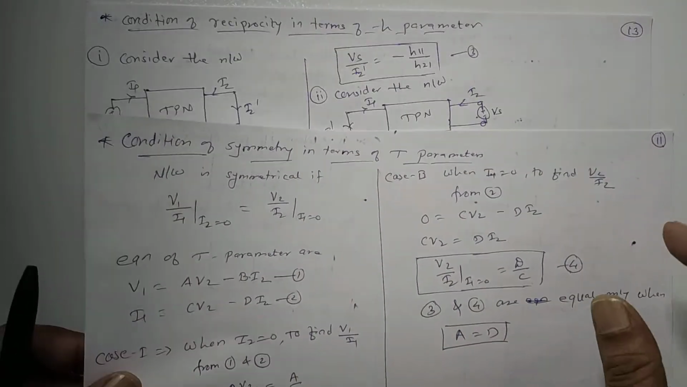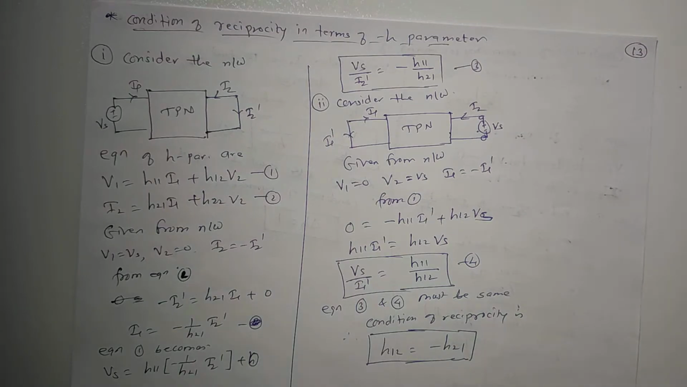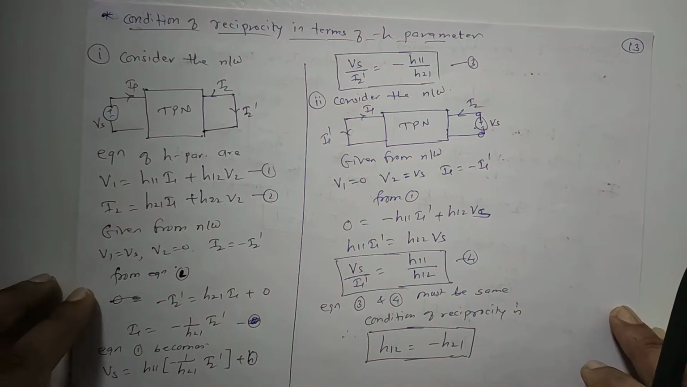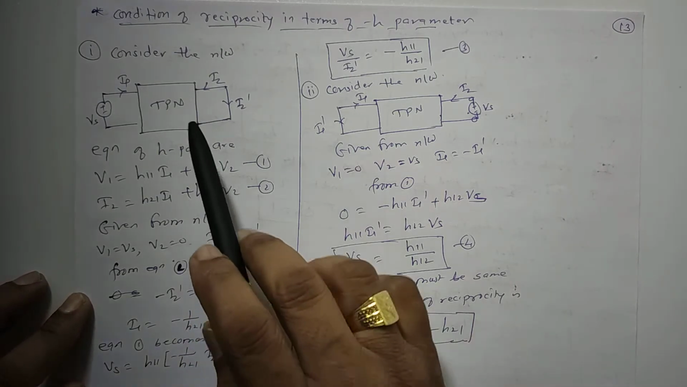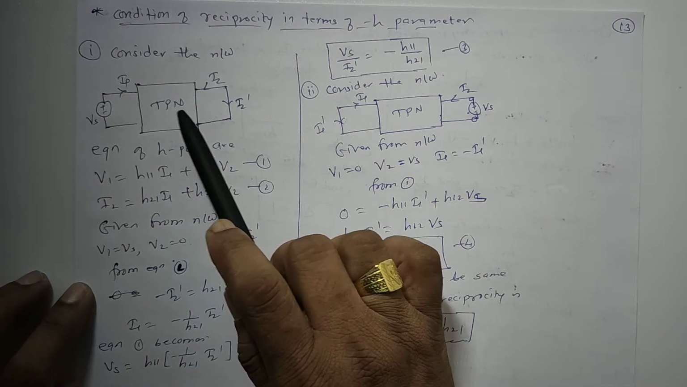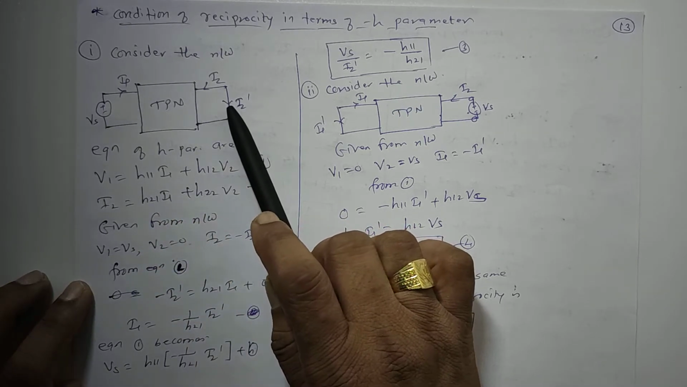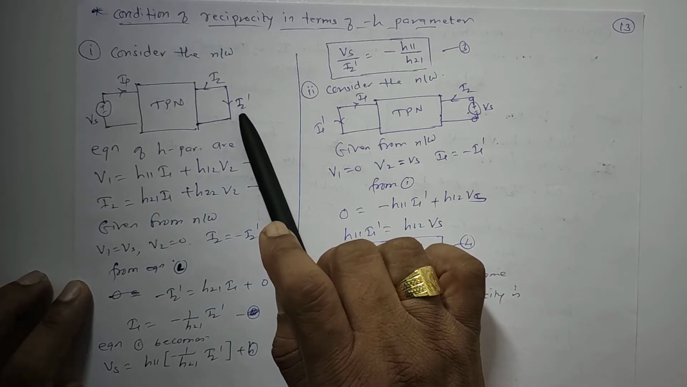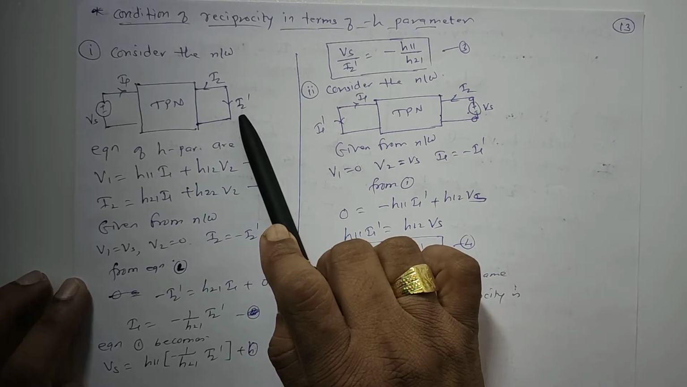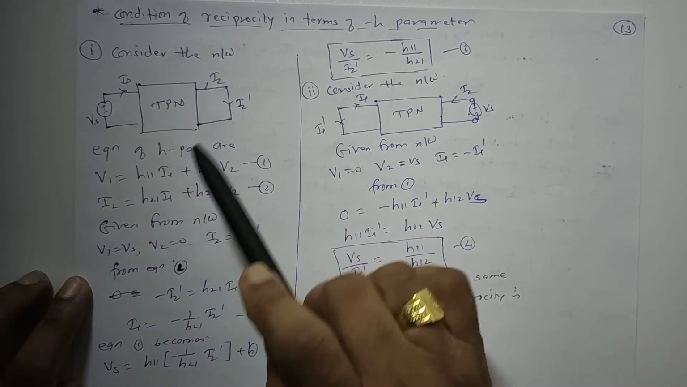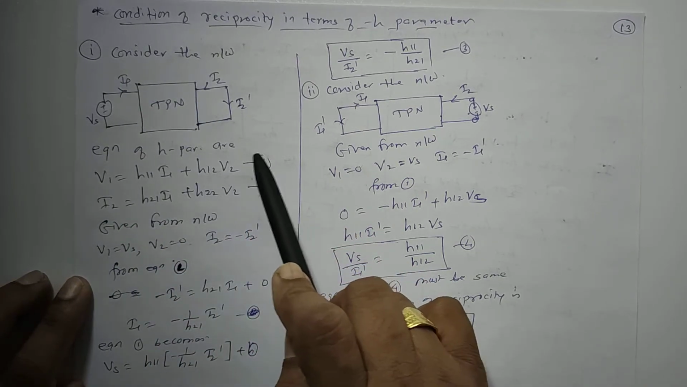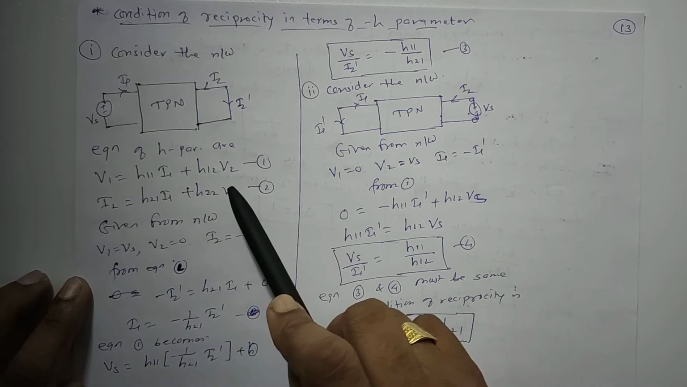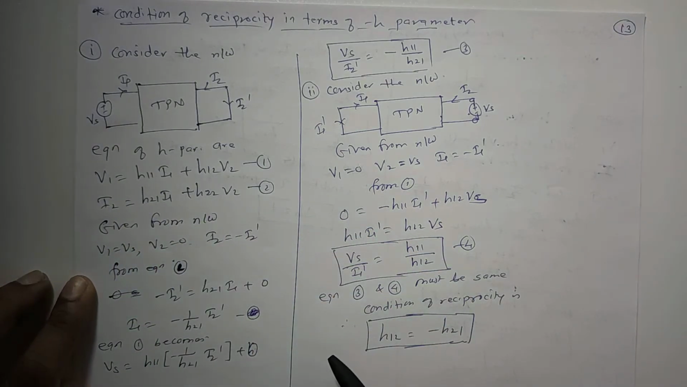Okay, now the next thing we are going to see is the condition of reciprocity in terms of H parameters. Consider this network. Input is applied to the input port, and the output short circuit current, which is the response, we will observe from the output port. Here we have to find the excitation to response ratio. So excitation is Vs, response is I2 dash. Using the standard H parameter equations, we have to find the Vs upon I2 dash ratio.